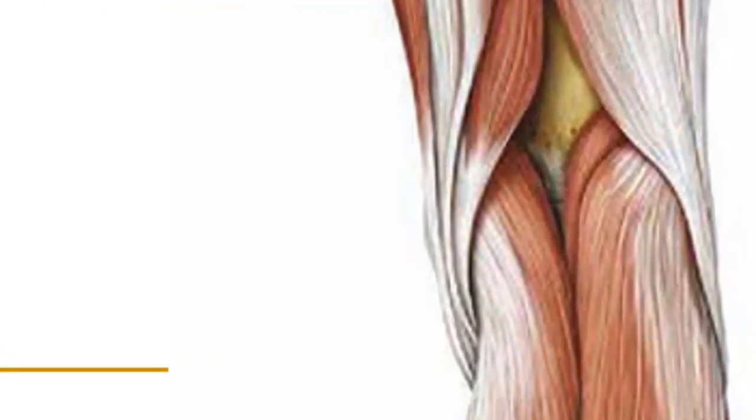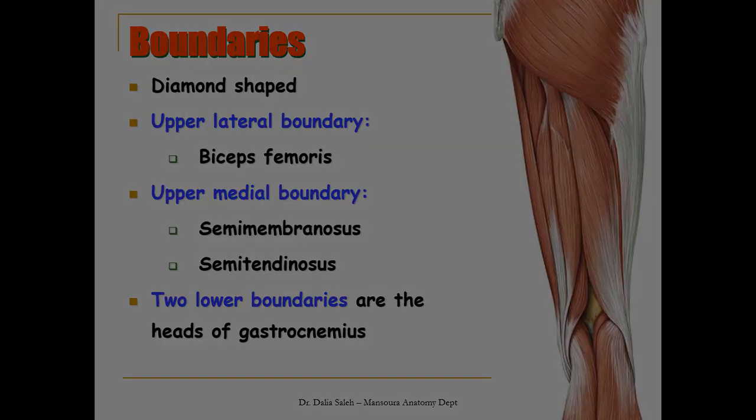Its upper lateral boundary is made by the biceps femoris, while its upper medial boundary is made by the semimembranosus and the semitendinosus muscles. Its lower boundaries are made by the two heads of the gastrocnemius muscle. On the lateral side, we have the lateral head of gastrocnemius and the plantaris, while on the medial side, we have the medial head of gastrocnemius.